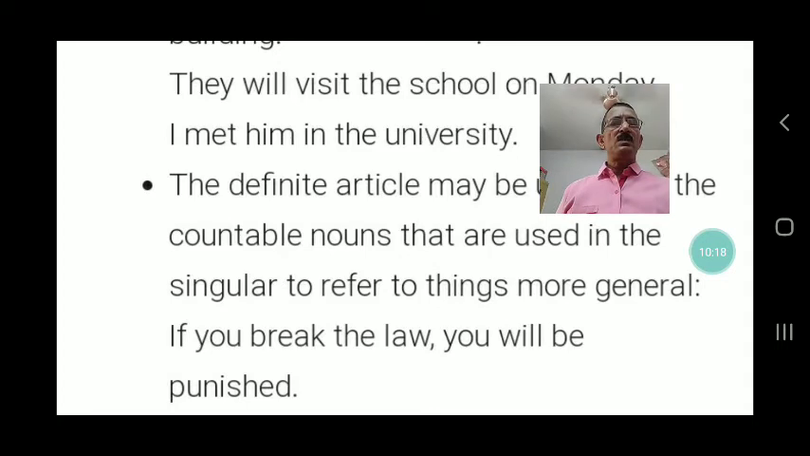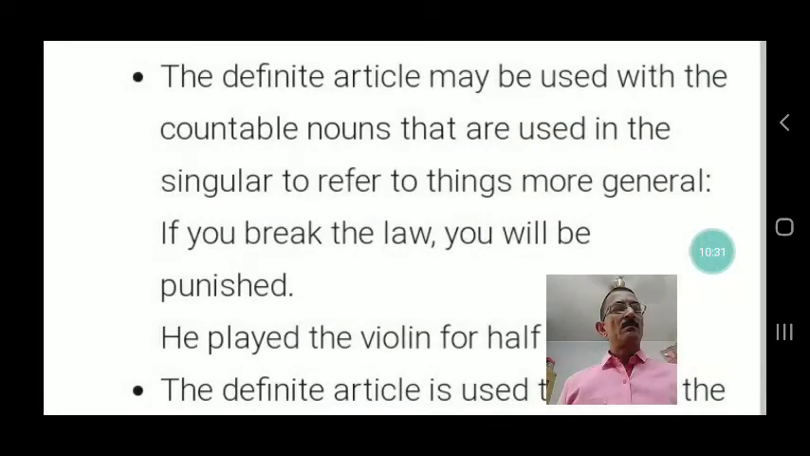The definite article may be used with the countable nouns that are used in the singular to refer to things more general. If you break the law, you will be punished. So here it is like that. The definite article may be used with the countable nouns that are used in the singular to refer to things more general. If you break the law, you will be punished.